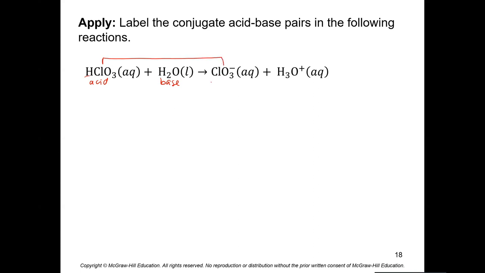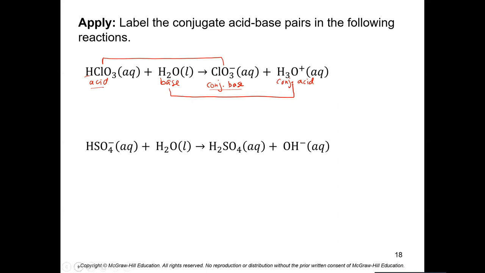So that means this is going to be its conjugate. I'm just going to write CONJ for conjugate. Its conjugate base. So an acid makes a conjugate base. We say ClO3 minus is the conjugate base of HClO3. The other thing you'll notice is that the water, the base here, is now going to become the conjugate acid. So the conjugate acid of H2O is H3O plus.